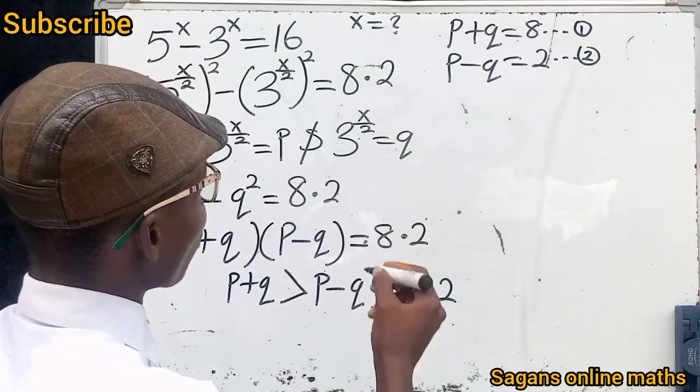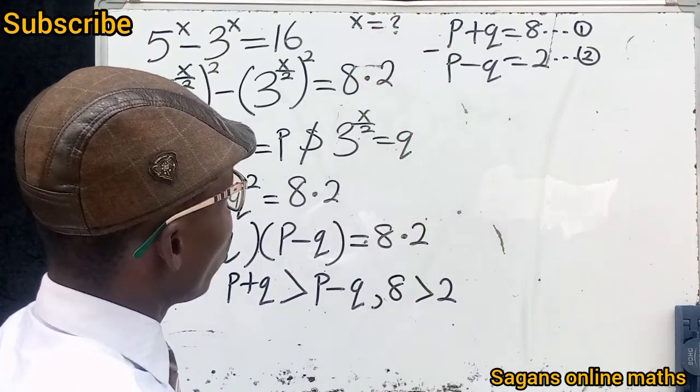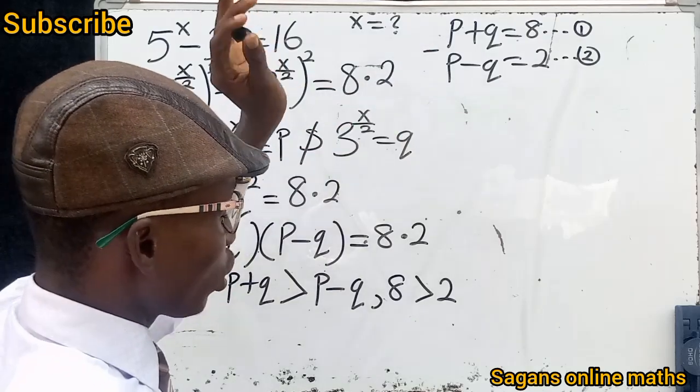Okay, now let's use subtraction so that we can eliminate p. Okay, because p minus p is gone, which is 0.